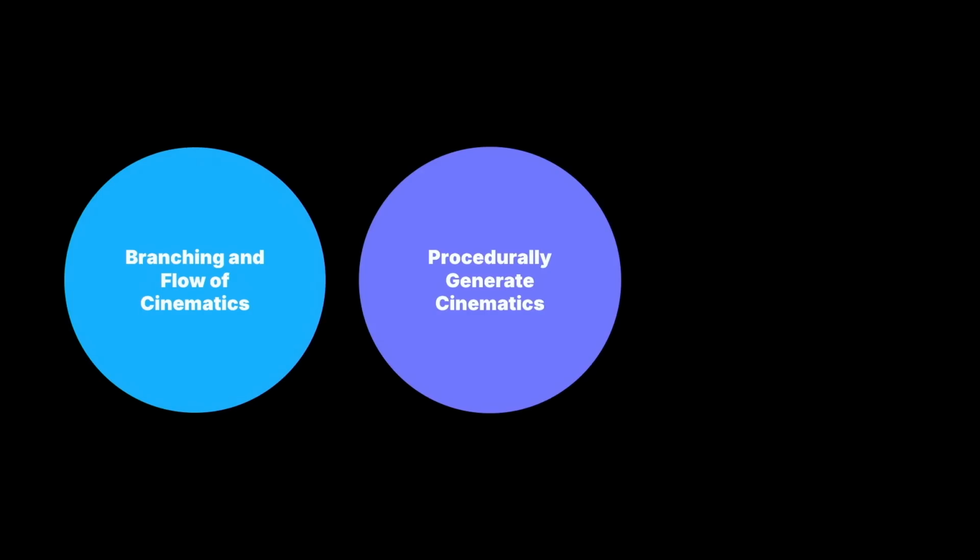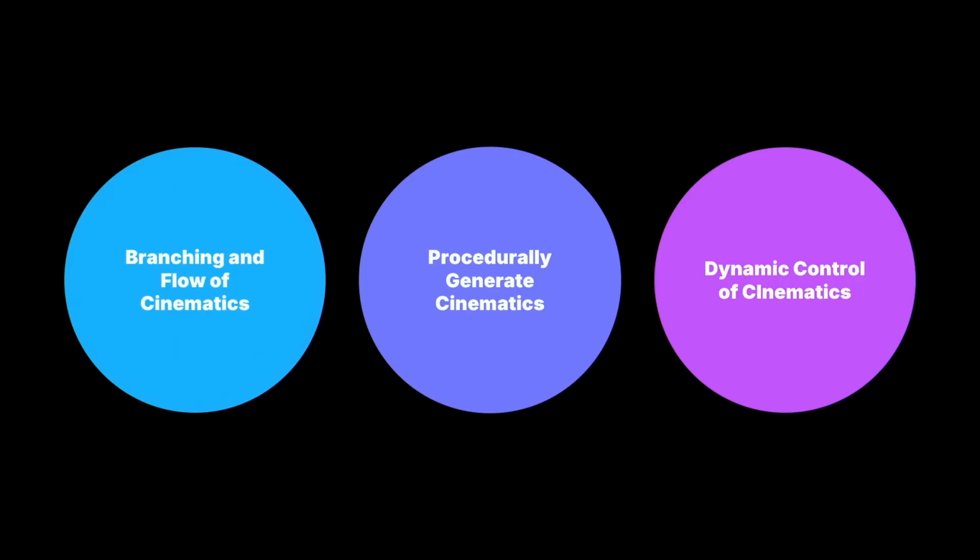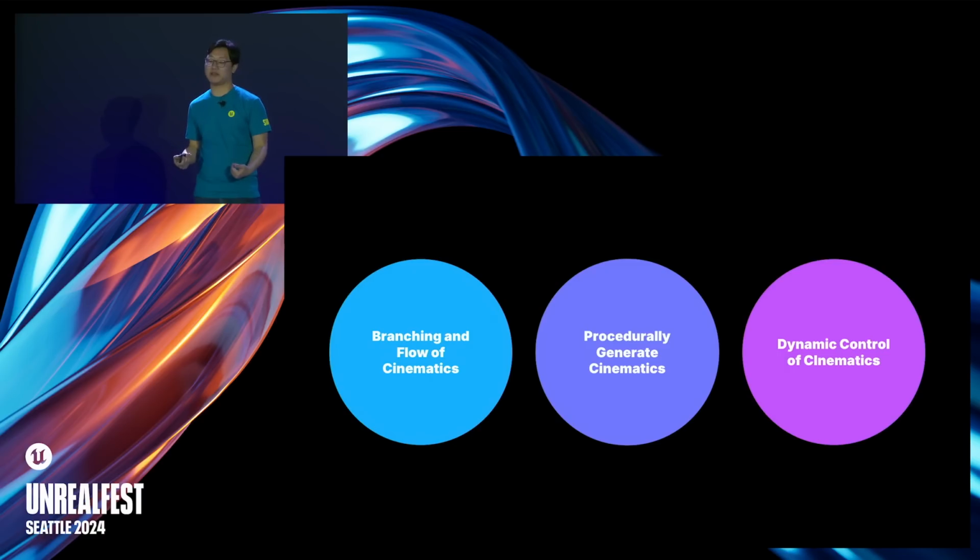So from just looking around and seeing what our friends, partners and customers have been saying, we feel that we found some key categories that I would like to highlight. Branching and flow of cinematics. Procedural generation of cinematics. And dynamic control of cinematics, whether that's playback or runtime values and such. These three key areas, in our opinion, are crucial for narrative, cinematic-driven, interactive experiences.